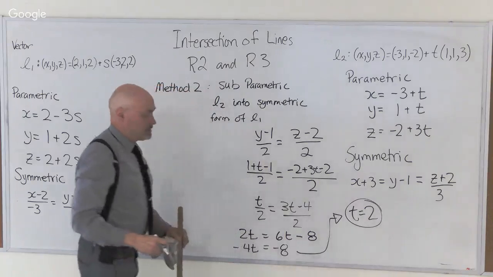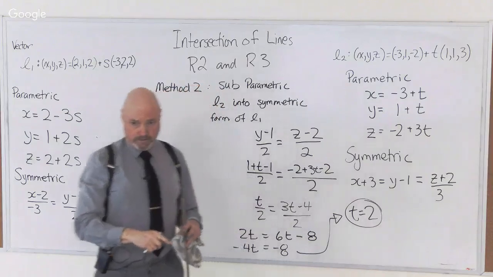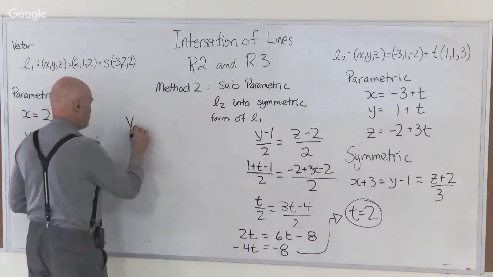Okay. So the x and y are the same for that value of t, and the y and the z are the same for that value of t. And so yes, they intersect. That's method 2.